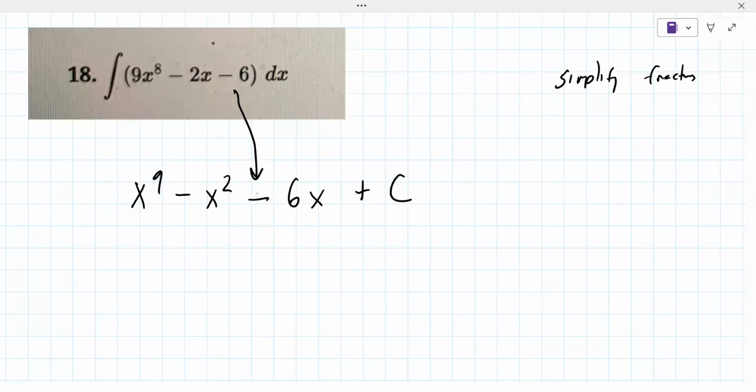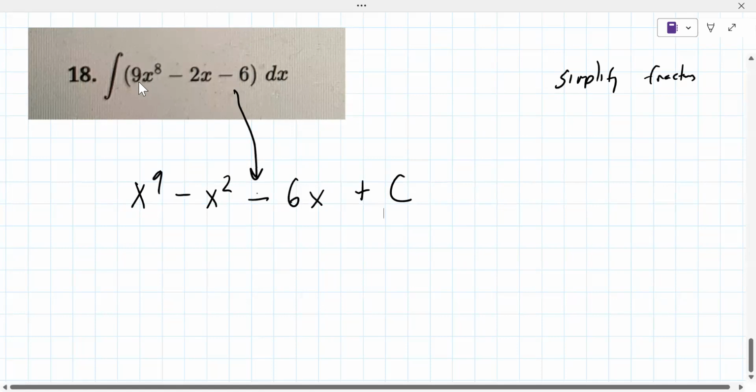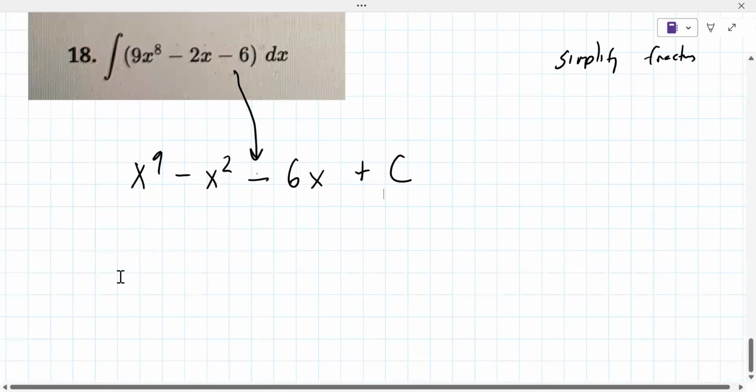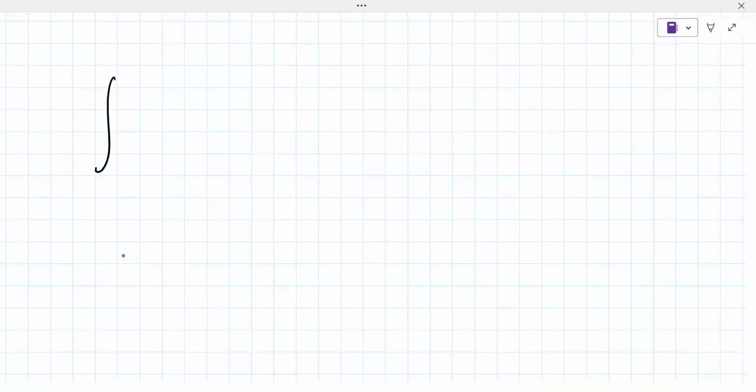What was good here, because this is the common thing you see on tests and quizzes, is that it ends up being x to the 9th over 9, which has that 9 in front and they cancel. Same thing with here. So let's have you try another one. Let me make one up here. Integral of 2 minus 3x plus 4x squared. Go ahead and give this one a try, please.